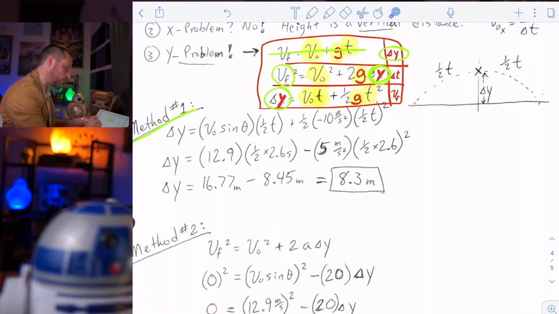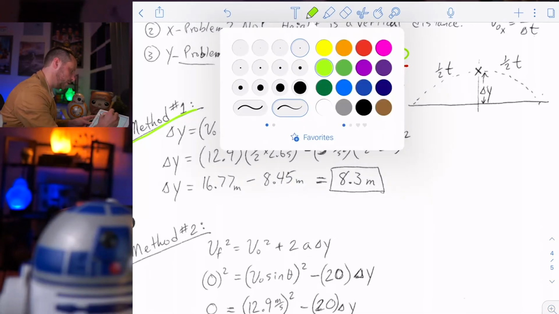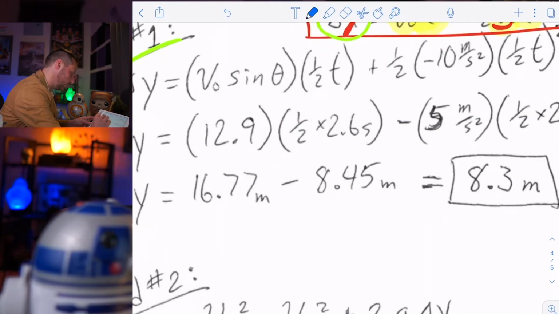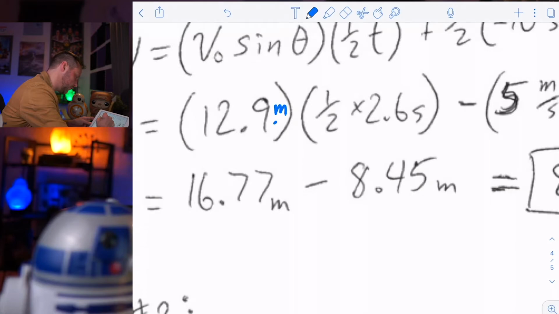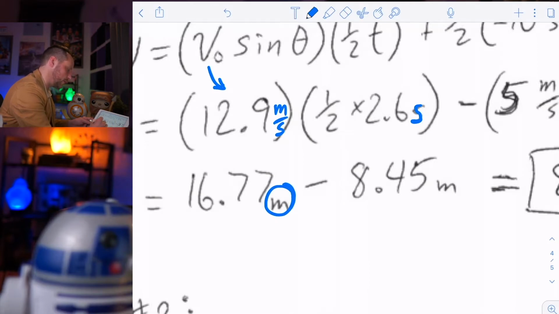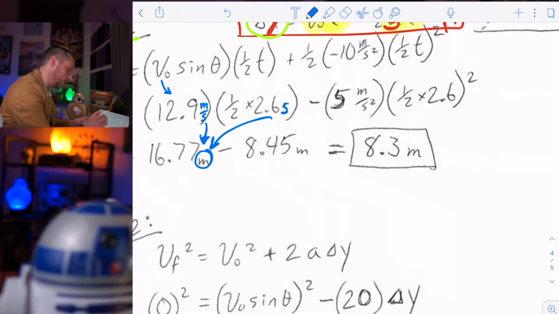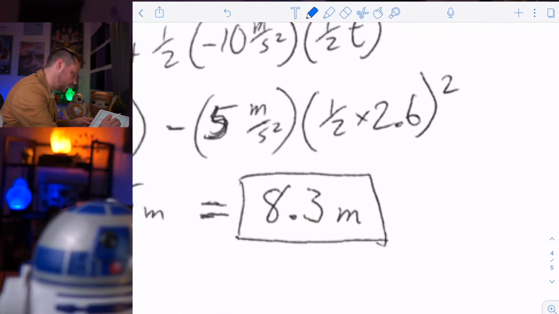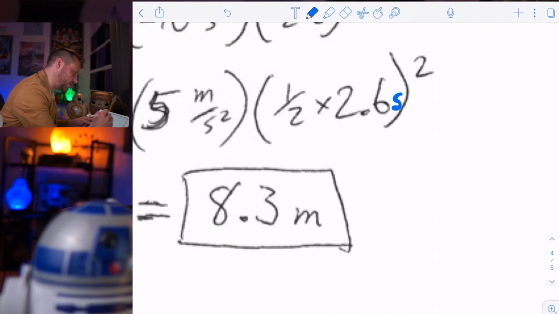And what's going on? How are we getting meters out of this business? Well, what I really should have been, I should have been cool about writing my units everywhere. This is meters per second because this was a velocity. So meters per second is coming from that velocity. Meters per second times seconds. These seconds are going to cancel, and we're just going to get meters. So that's how we get meters from there. And then over on the right, this is really 2.6 seconds, right?